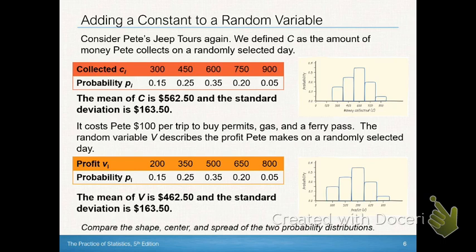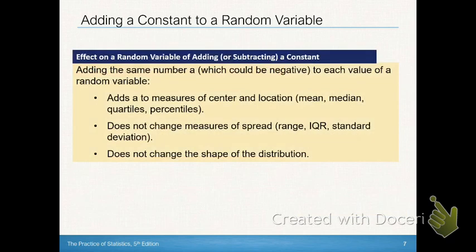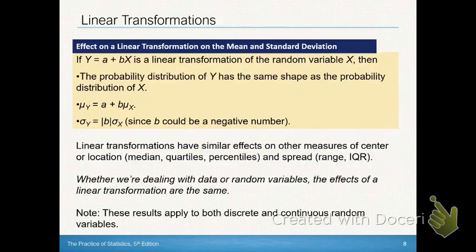So this time we can see that by adding or subtracting, in this case subtracting, that is going to decrease our mean by that same amount. So our mean is $100 less, but our standard deviation has not changed. So that is actually also consistent with what we did back in Chapter 2.